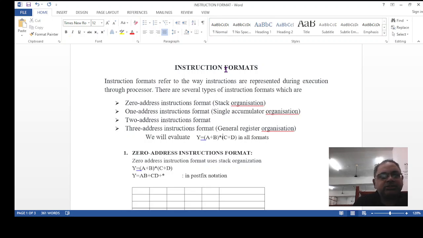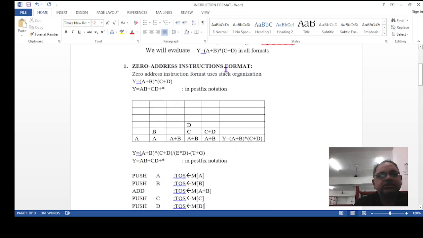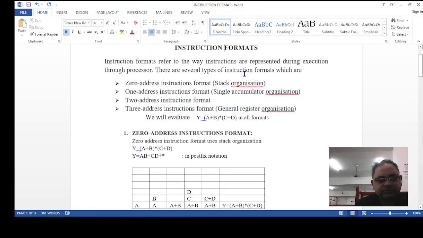Out of these four formats, first you can see there is the zero address instruction format. The zero address instruction format is also called the stack organization. You can see that this is a stack organization. Why is it called the stack organization? Because it uses a memory stack.